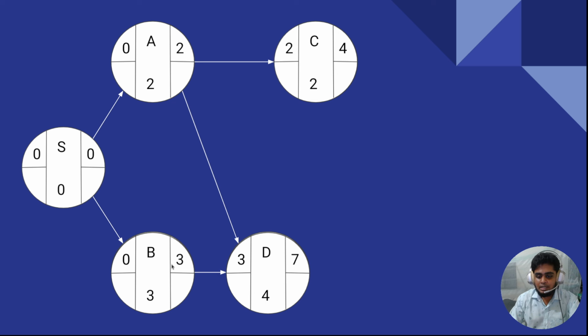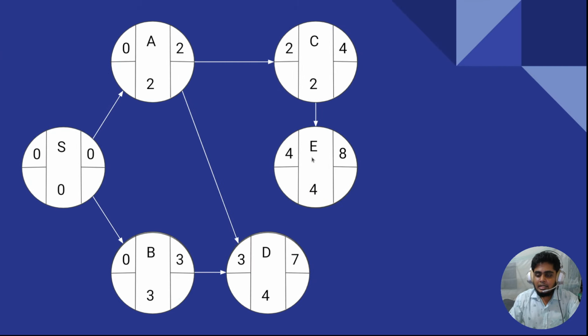There are two earliest finish times, one is 2 and one is 3. Which is the maximum one? 3 is the maximum one, so I count 3 as the earliest start time of D. So 3 is the earliest start of D. What to do next? Just add those values. 3 plus 4 is equal to 7. So 7 is the earliest finish time for D.